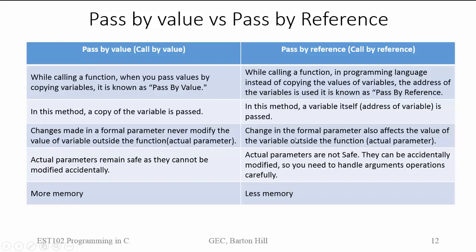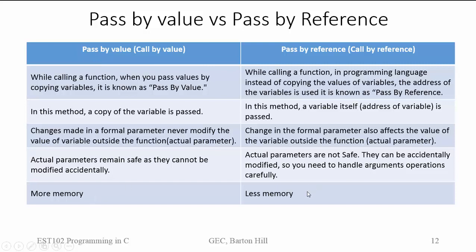In pass by value, changes made in the formal parameter don't affect the actual parameter, and in pass by reference, changes made in the formal parameter will affect the actual parameters. In pass by value, actual parameters are safe because the function definition cannot make any modification to them. But in pass by reference, actual parameters are not safe because the called function can make changes to them. In pass by value we require more memory since we are making a copy, and in pass by reference, less memory is used.